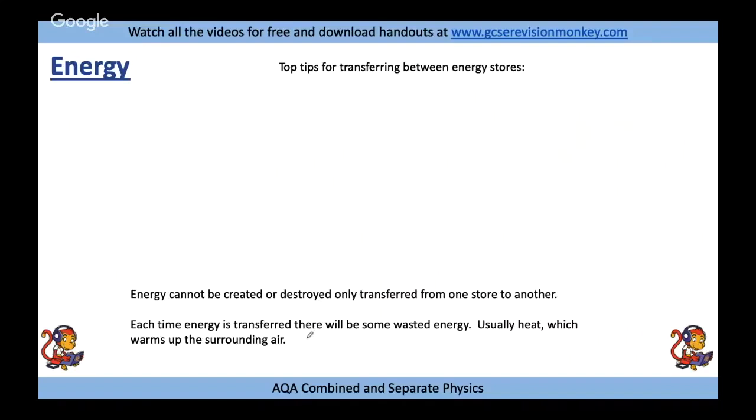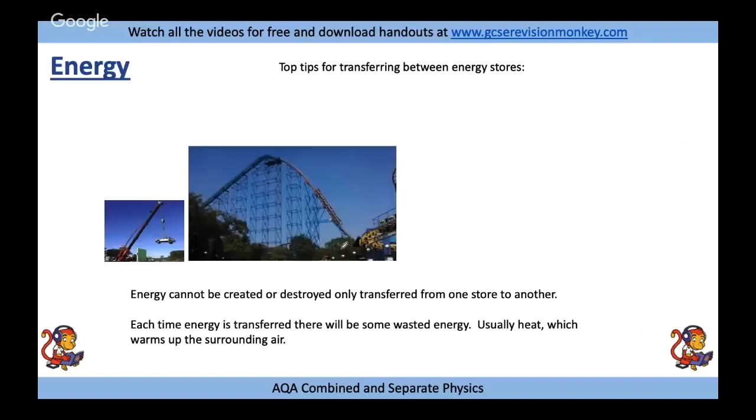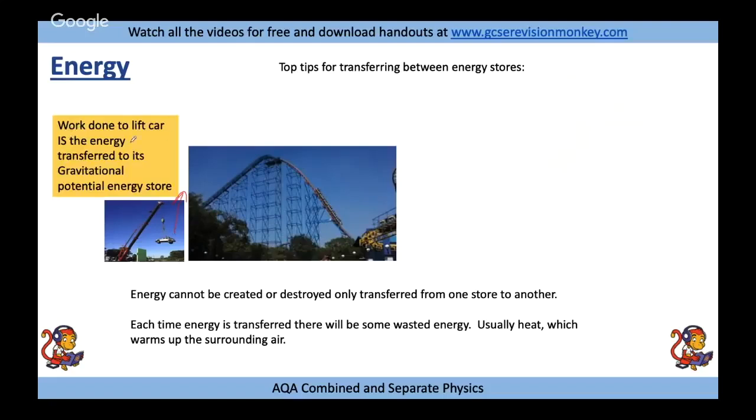So let's have a look at this example of transfers of energy. Let's say I've got a big roller coaster ride here and I want to place a car up on the top. Now, the work done that I use to lift that car, how much energy it takes me to lift it, is the energy that goes into the car in its gravitational potential energy store. So when I lift it, it's going to have its maximum gravitational potential energy at the top. And there he is, ready to go.